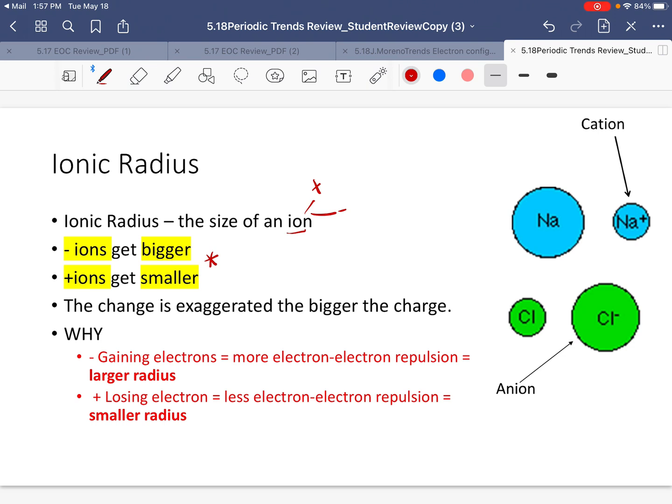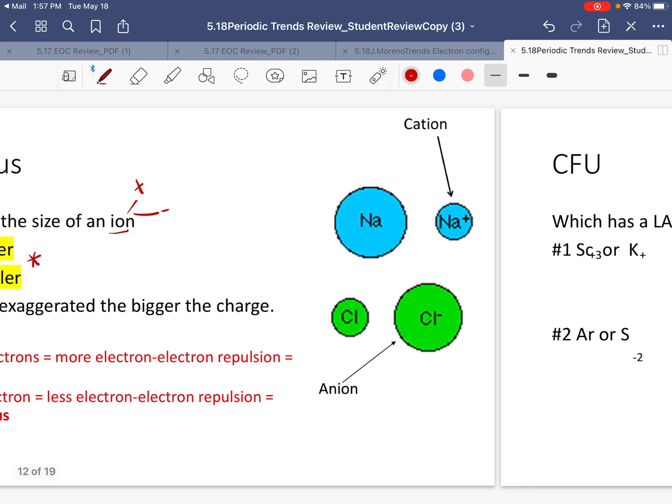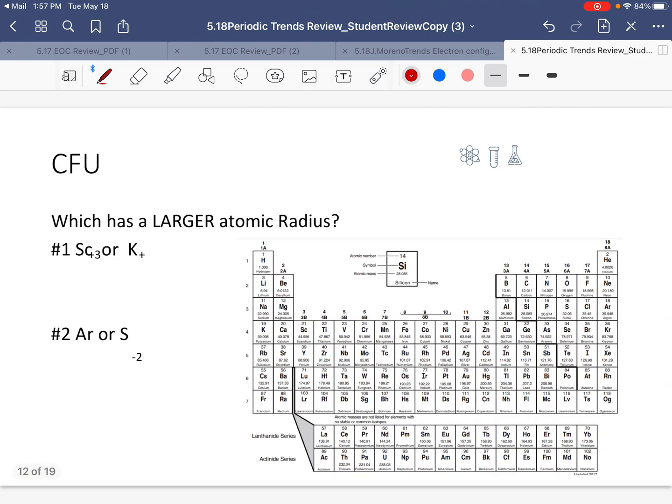And then losing electrons, there's less electron-electron repulsion, so they're a little bit smaller. So which one has a larger atomic radius? We have scandium at +3, so we would look for scandium. But +3, instead of going forward, we would go 3 back, so that would be argon. And then we have potassium, but we would add 1, so we would go back 1. They both end up isoelectronic to argon.